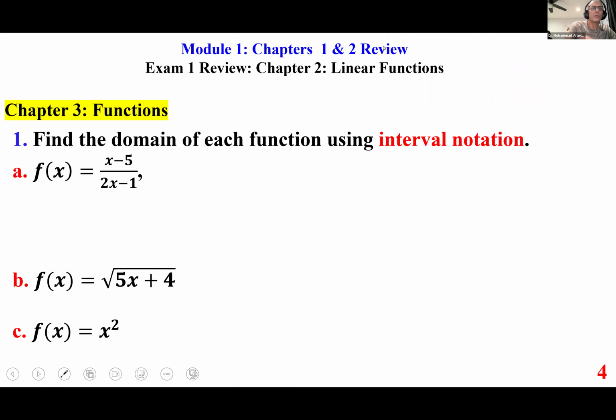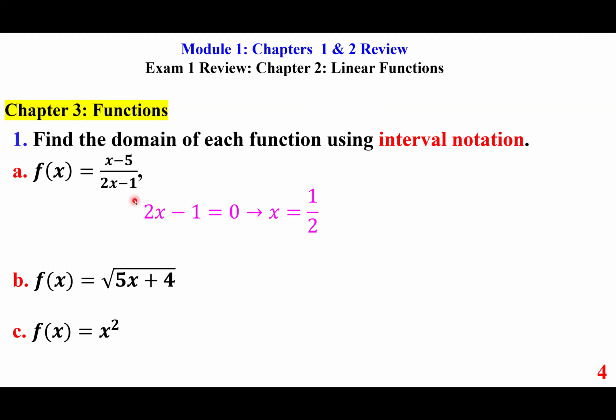Now, let's start with the following. Find the domain of each function using interval notation. If you have a fractional format, in this case, more specifically, it's called a rational function, then you set the denominator equal to 0 and exclude it. So 2x minus 1 equal to 0, and x becomes 1/2.